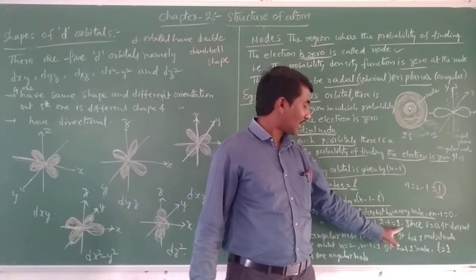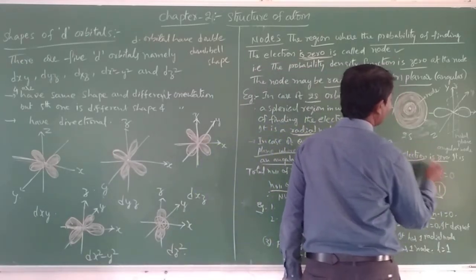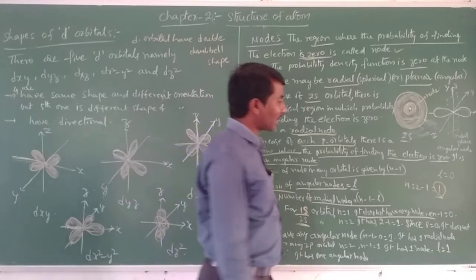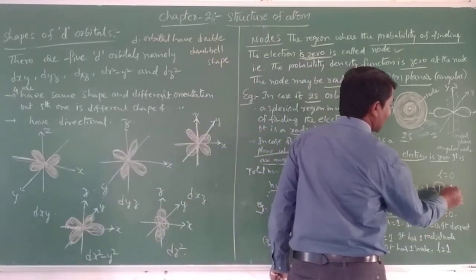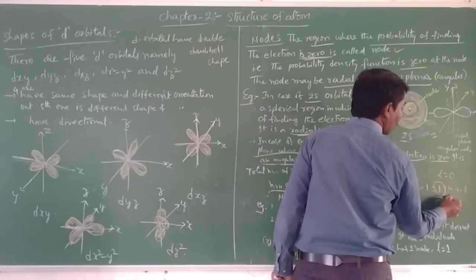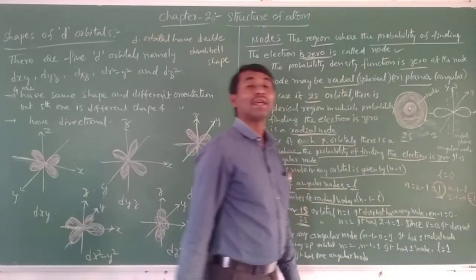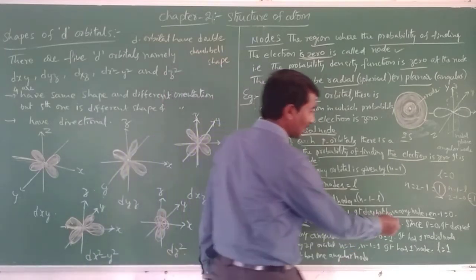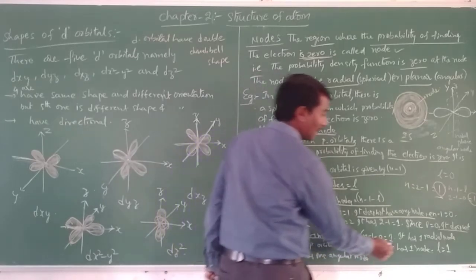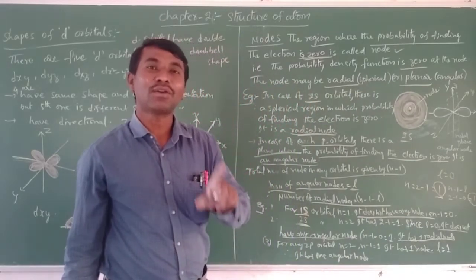Here L equals 0, since in an s orbital L equals 0. So that's why we use n minus 1 minus L. So 2 minus 1 minus 0 equals 1. So this one is a radial node. It does not have any angular node. It has one radial node.